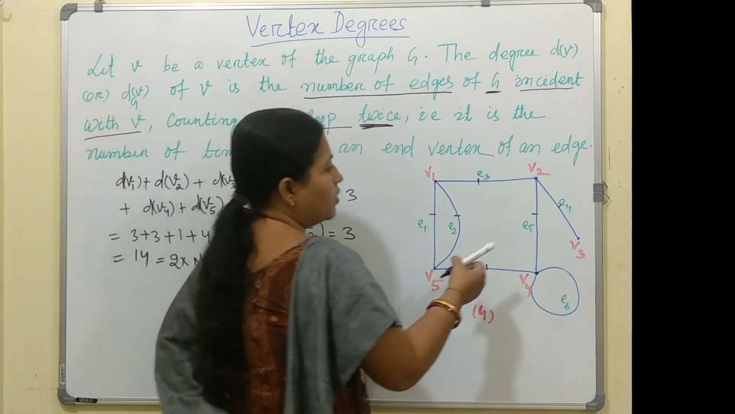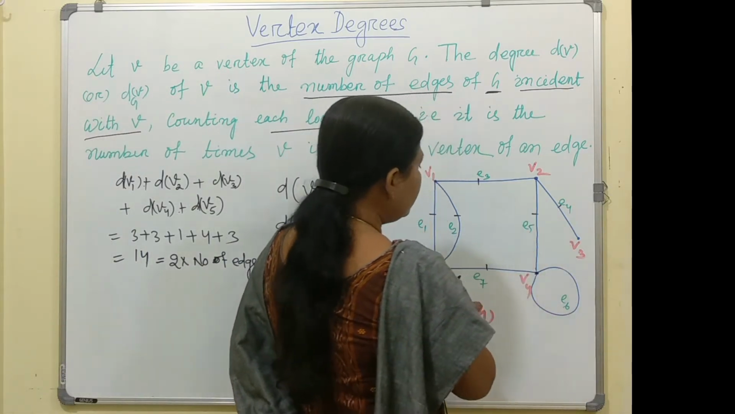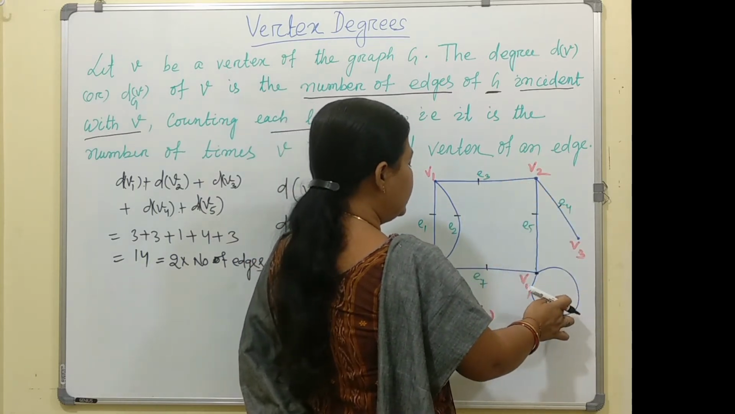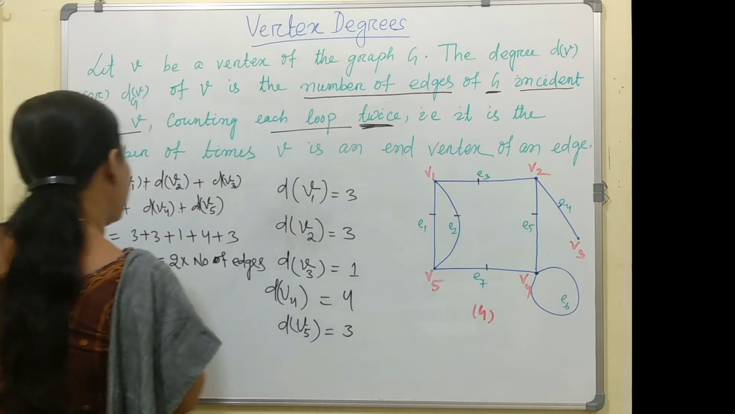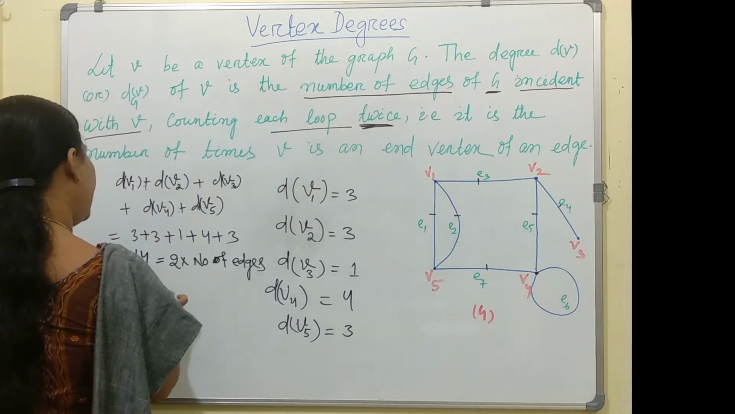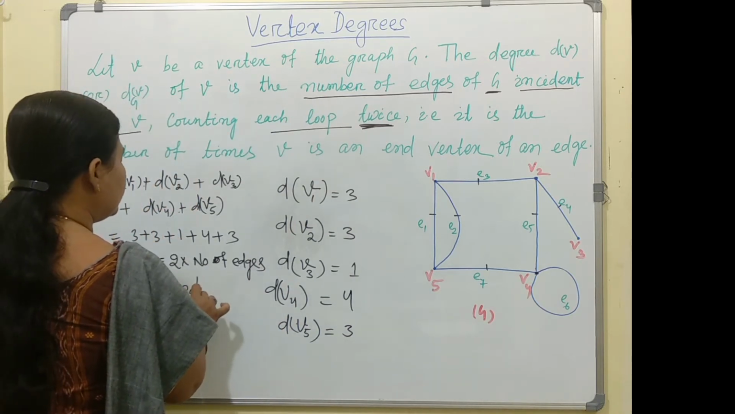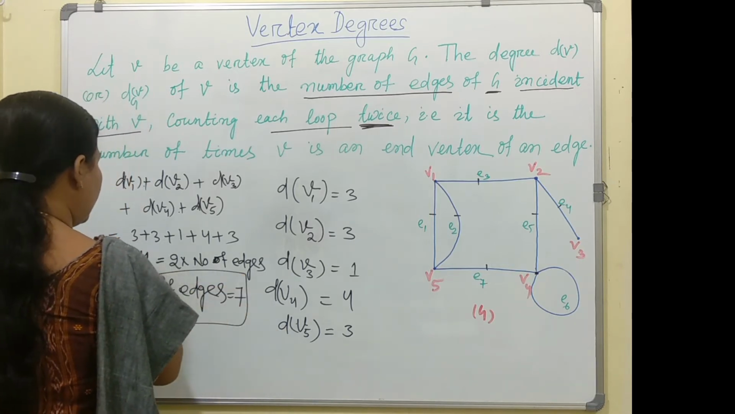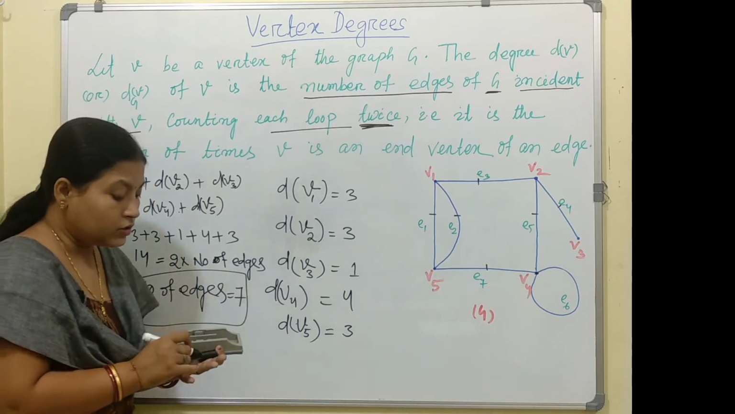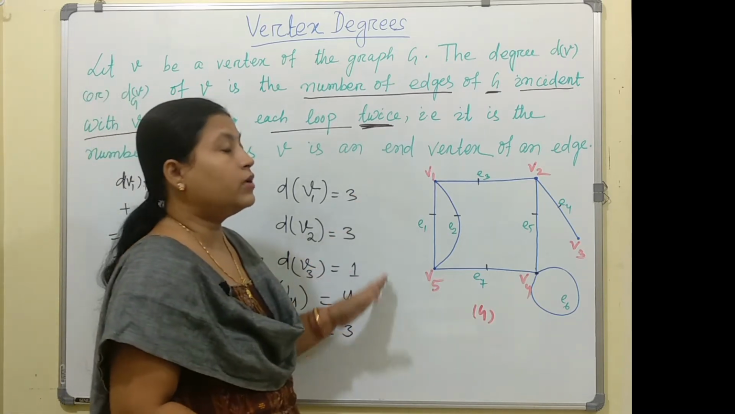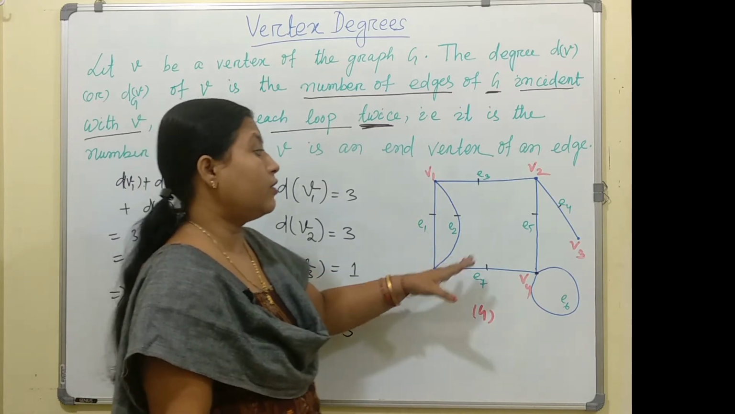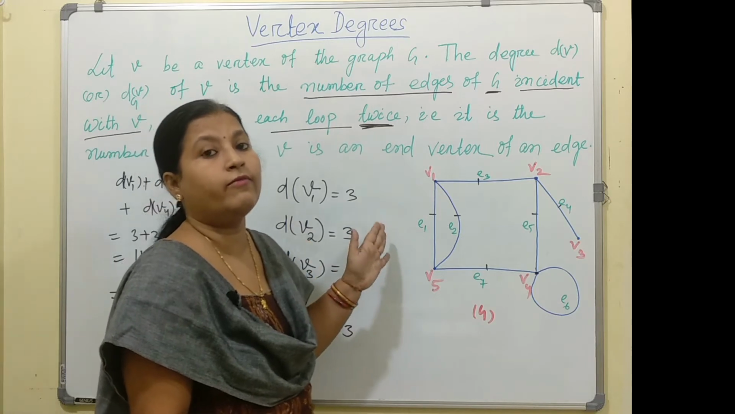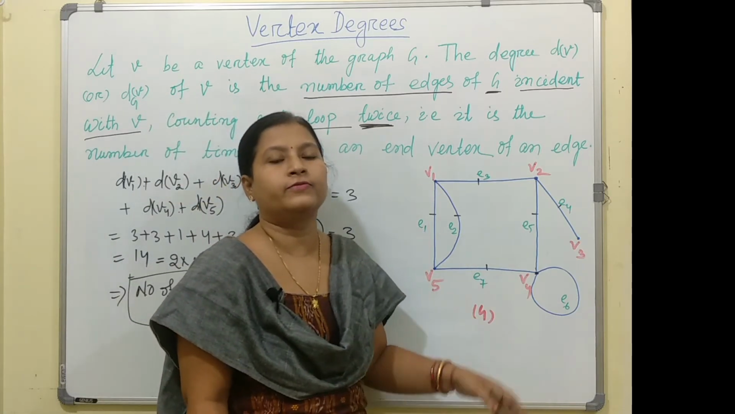So count the number of edges: E1, E2, E3, E4, E5, E6, E7. So we get the number of edges equal to 7. So when we know all the degrees of vertices and the number of vertices, then we can find the number of edges of a graph.